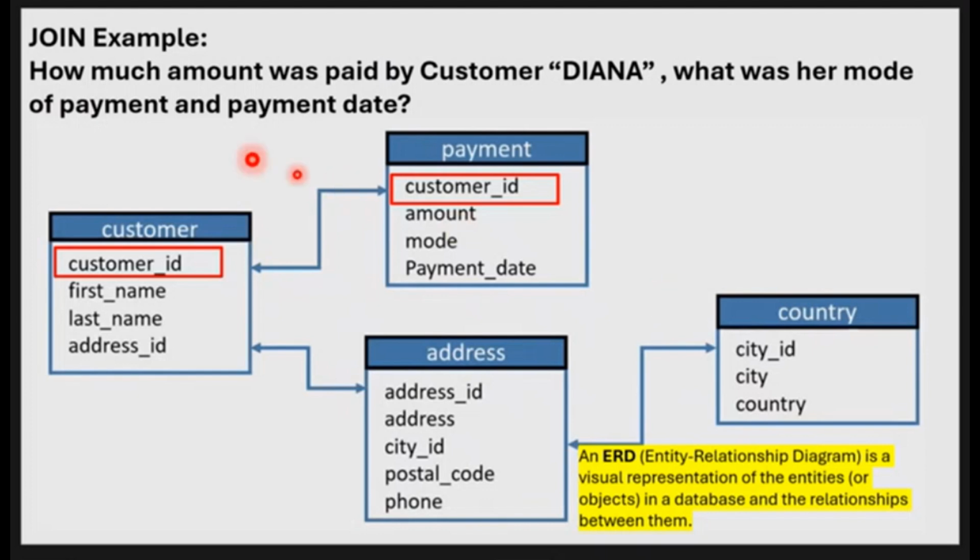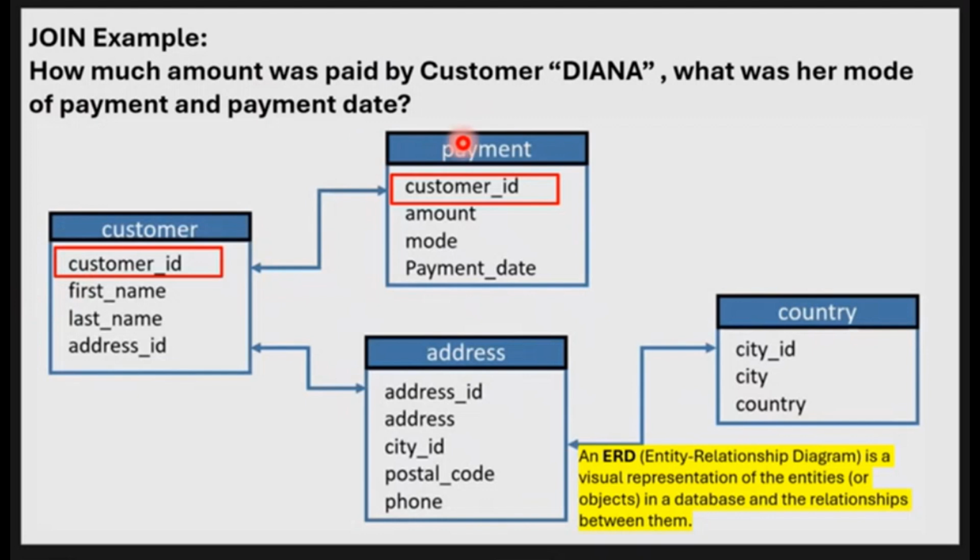The question is, how much amount was paid by the customer Diana? So there is a customer whose name is Diana. We have to answer this question: how much amount was paid by the customer, what was the mode of payment, and the payment date? Now we have a customer table. You can see there is a column called first name. So there must be one Diana in the customer table in this column, first name. And there is also a customer ID in the customer table.